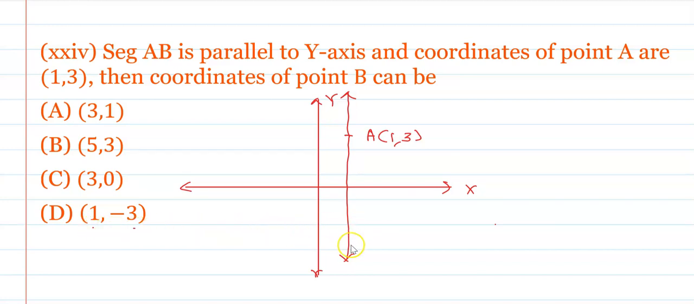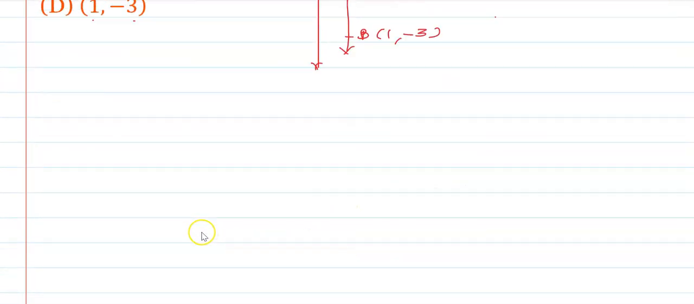Okay, and therefore where will point B be? It will be like this. Therefore, segment AB is parallel to the y-axis. Coordinates of point A are (1, 3). Then the coordinates of B can be (1, -3), and therefore the answer to the 24th question is option D, the correct one.